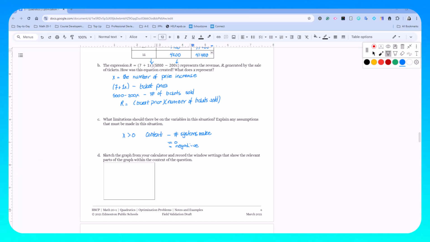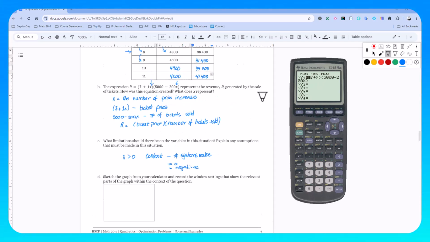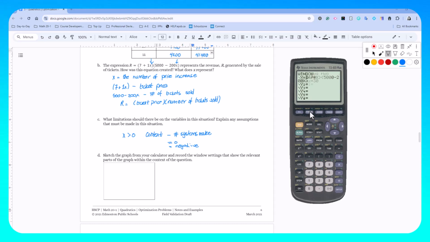So how did it go? Well, let's look and see what you did. Let's turn on the calculator here. So make sure when you do this that you're careful with your brackets. We want to make sure that 7 plus x and 5,000 minus 200x are both in brackets. If you leave off any of these sets of brackets, you're not going to get the right graph. Now, notice these numbers over here were kind of big, so we're going to need to make our window setting kind of big.